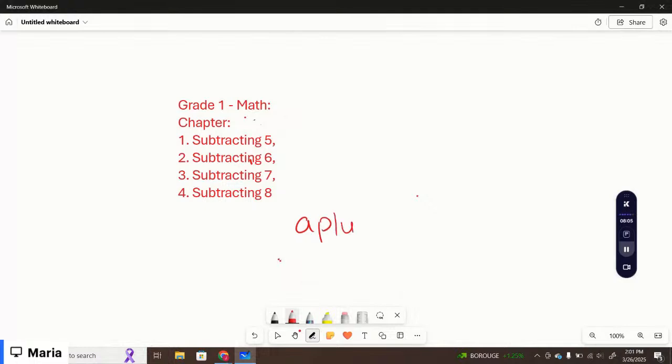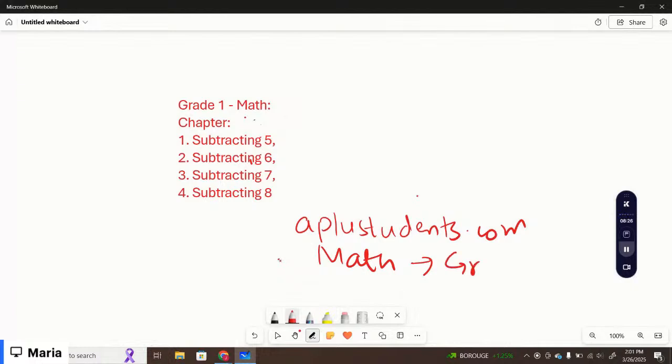You can find all the lessons on aplusstudents.com. You have to log in there using your email address and password as provided by the administrator. Then you have to select math from the subject tab, scroll down to grade one math, and then click on view all lessons. There you can find a list of the chapters.